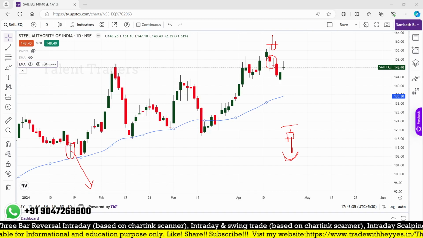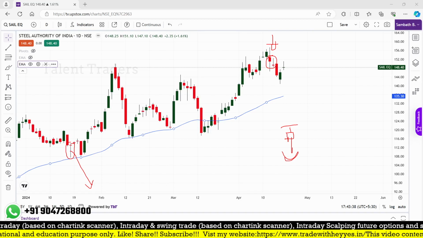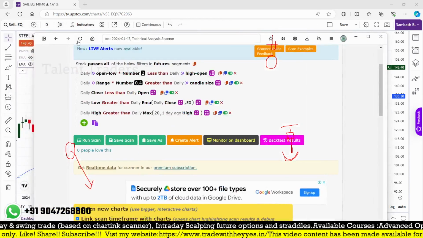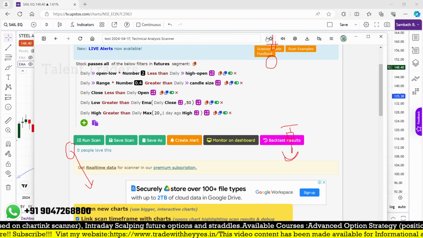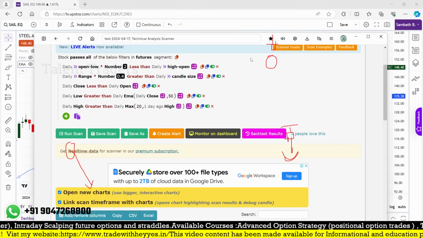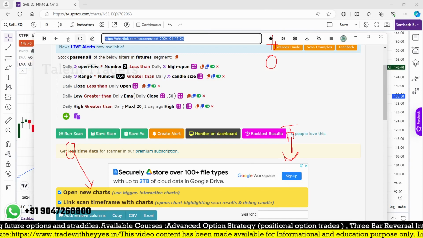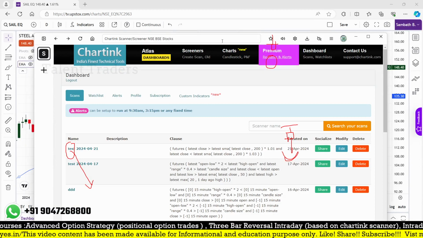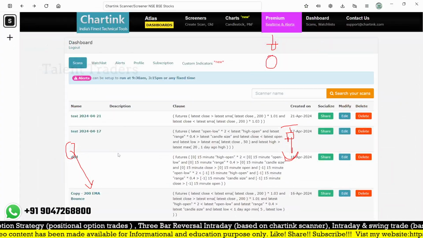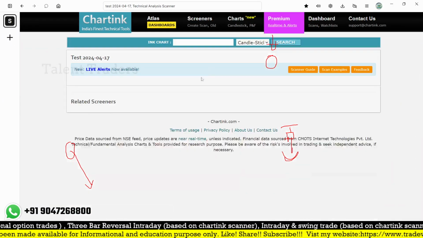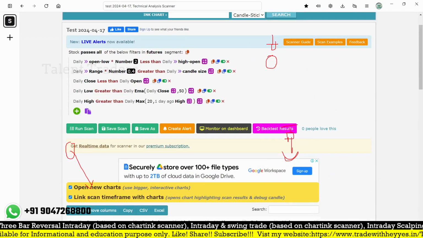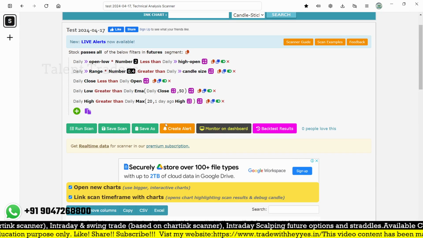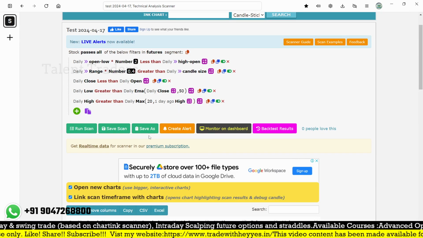So where we created, so this is the scanner which you have created, based on our options. Okay, here is the scanner which you created recently to find an inverted hammer at the top level, with a maximum 20 period high. So we got some stocks based on this particular scanner.